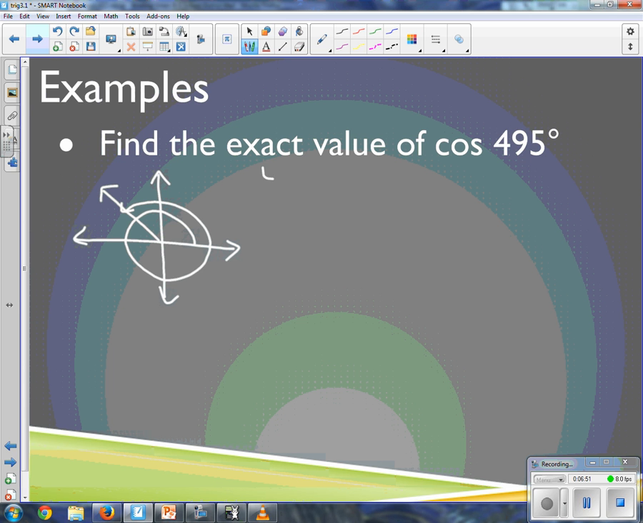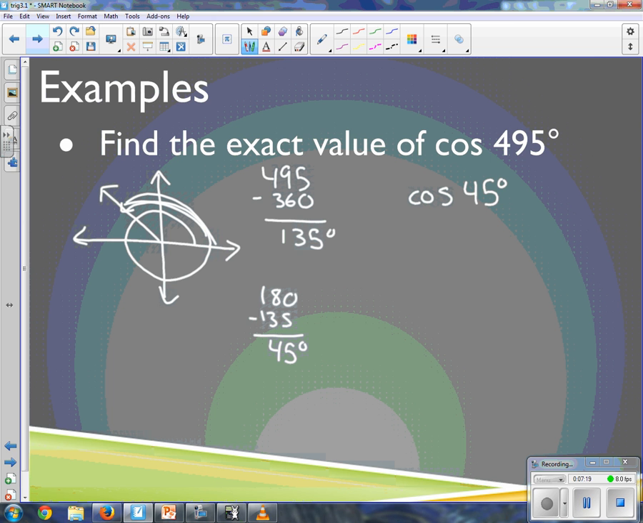So if I do 495 minus 360, I get 135. And that's kind of this top part here. That would be the 135. And then to go down to this, I need to get to 180. So if I do 180 minus 135, I get my reference angle is 45 degrees. So now we're really figuring out the cosine of 45 degrees, which we should have memorized by now as radical 2 over 2. If we need to, though, we can think about our 45, 45, 90.